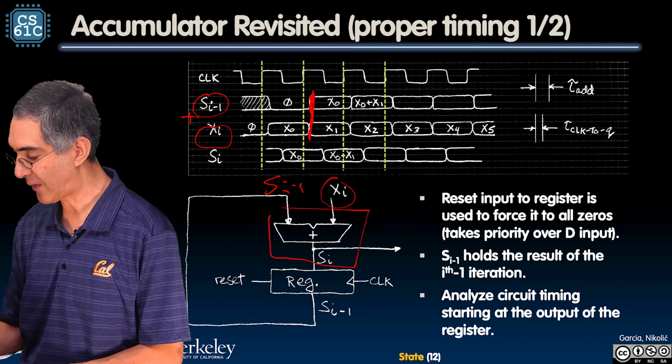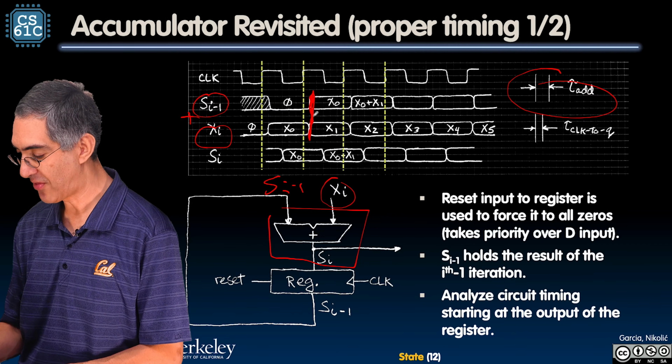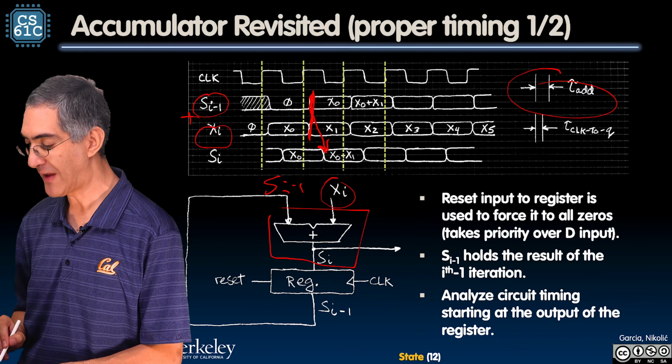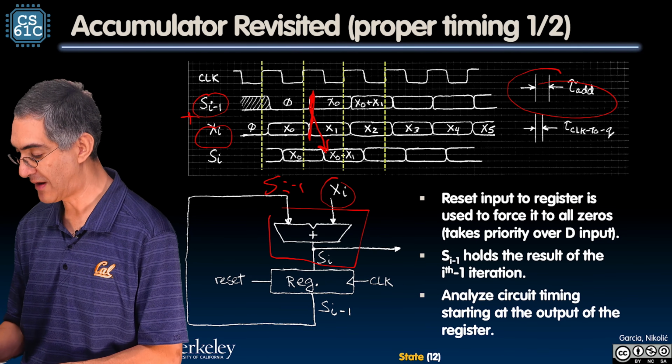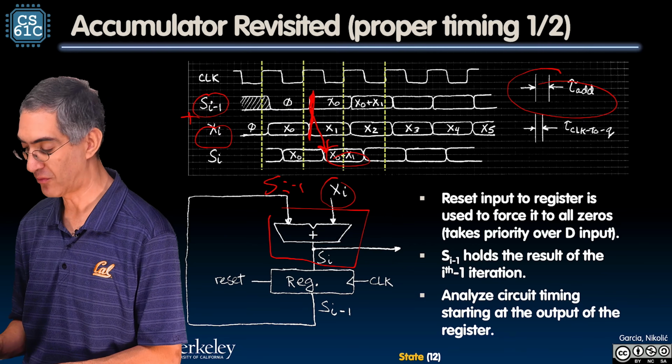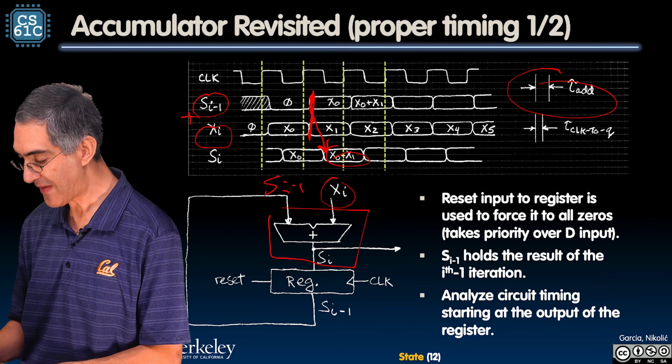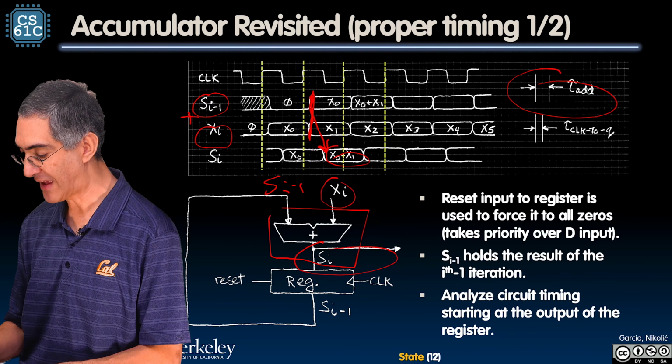So now I have to wait T add before that is seen on the output. Get it? X of i as x of 0, x1. This is now x of 0 plus x of 1. Okay? And this is the output. So the output is stable here.